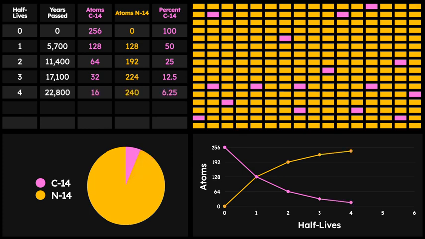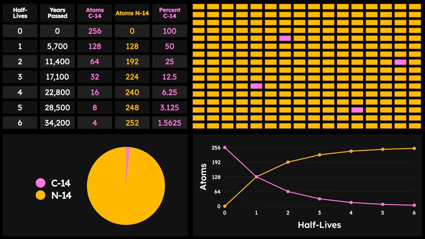Fast forward again, 4 half-lives, 22,800 years, and now we're getting down to very little carbon left and a lot of nitrogen. Again, 5 half-lives, 6 half-lives. At 6 half-lives, nearly 35,000 years have gone by, and we're down to just 4 atoms, or 1.5625% of the original carbon. And so you get the idea that over time, less and less of the parent, more and more of the daughter. But what do we actually do with this?